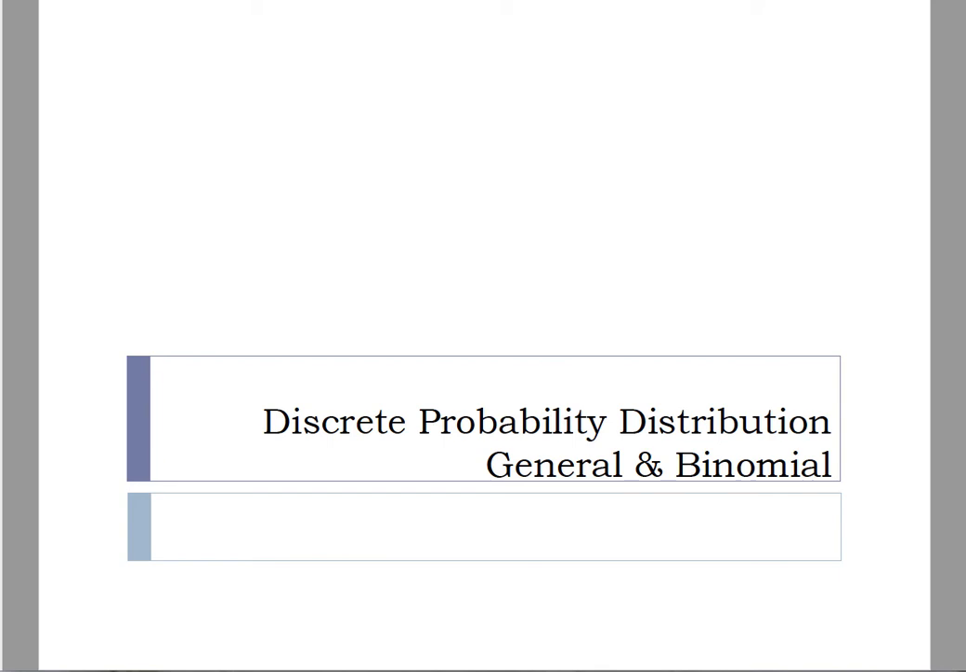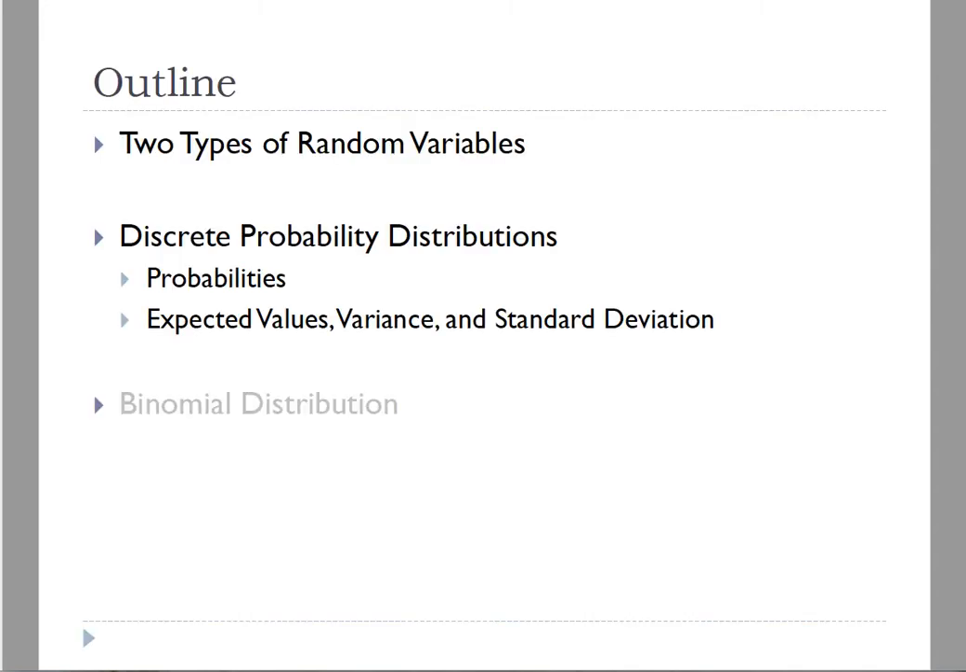Now we are going to learn how to create and use probability distributions, because knowing the shape, central tendency, and variability of a probability distribution will actually enable you to make decisions in inferential statistics. So we're going to look at two types of random variables. We're going to look at discrete probability distributions, and we're also going to talk about binomial distributions.